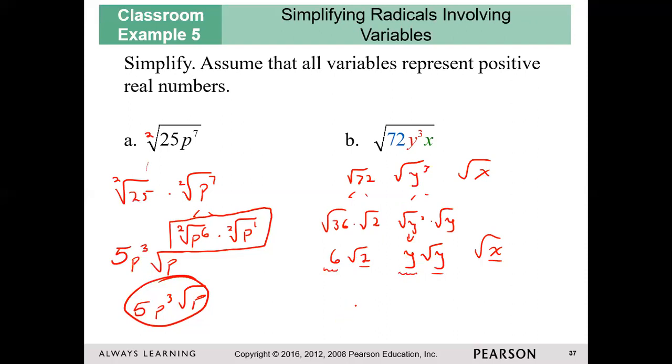So our final answer is 6y, the stuff that's on the outside of the radical, and then the square root of 2y and x.